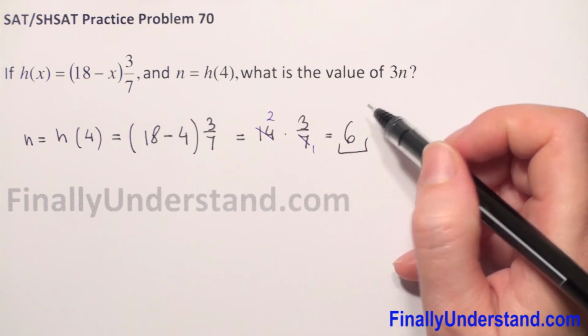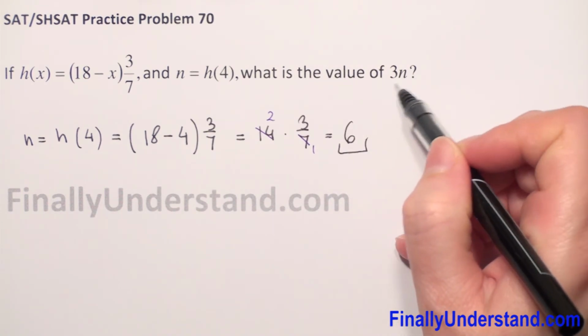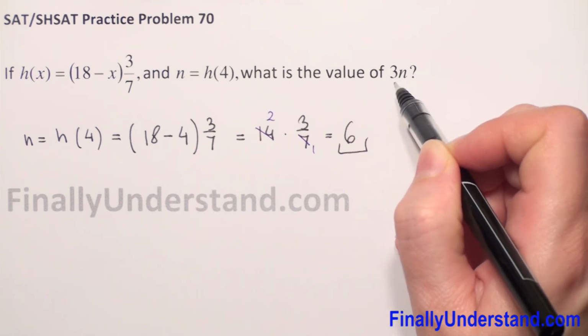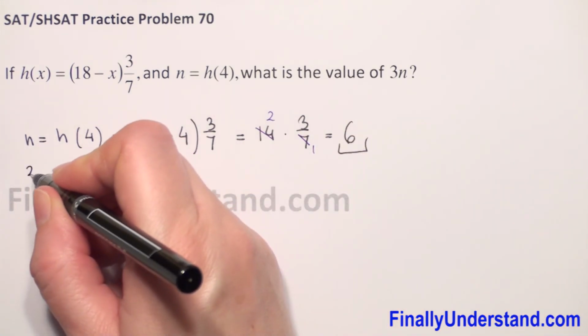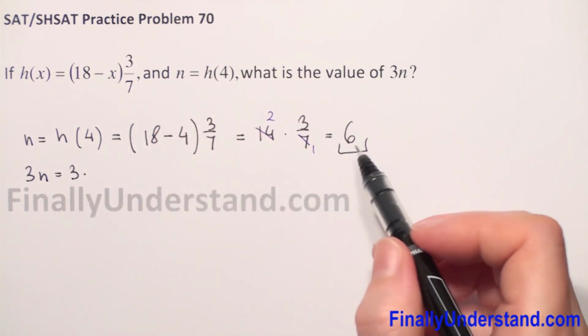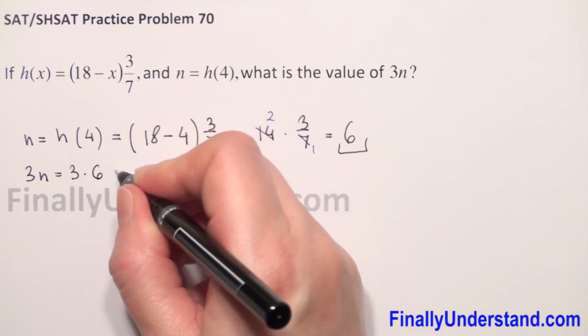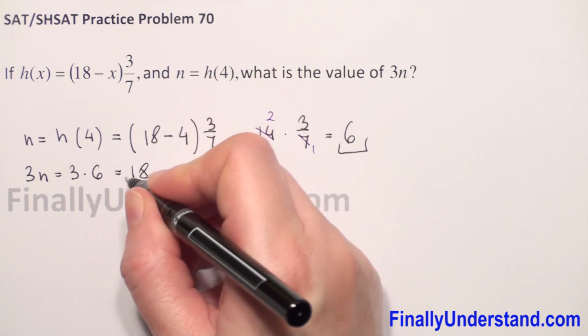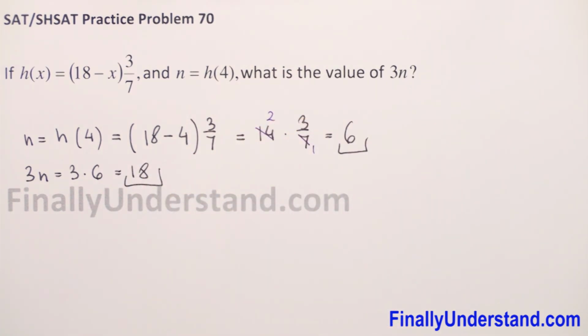So we found the value of n. So now we can calculate 3n. 3n is equal to 3 times n. n is 6. So 3 times 6 is 18. This is my solution.